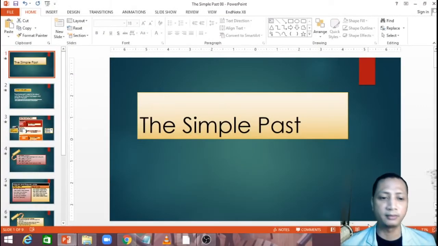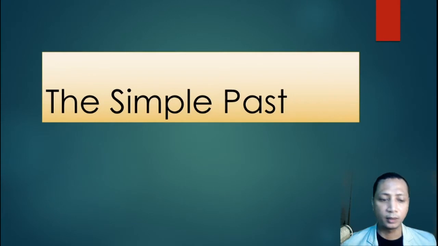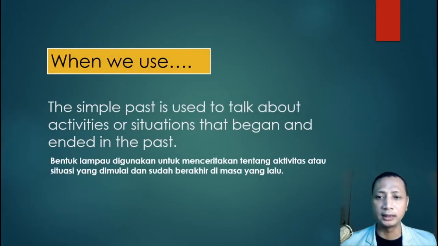Here is the simple past. When do we use the simple past? The simple past is used to talk about activities or situations that began and ended in the past. So in Bahasa we say bentuk lampau digunakan untuk menceritakan tentang aktivitas atau situasi yang dimulai dan sudah berakhir di masa yang lalu. Intinya kalau kita ingin menceritakan kenangan-kenangan di masa lalu atau kegiatan-kegiatan yang telah kita lakukan, so we talk by using simple past, guys.